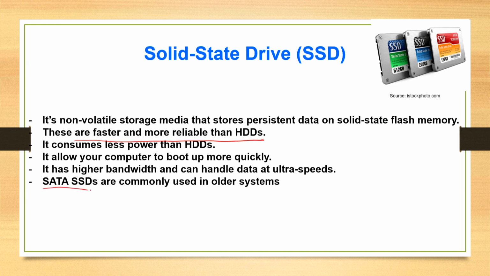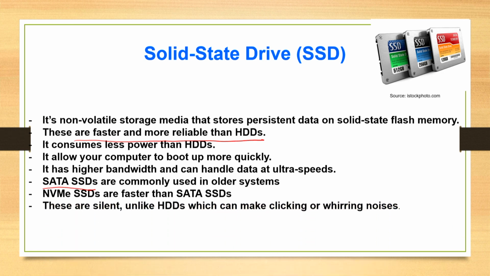SATA SSDs are commonly used in older systems. NVMe SSDs are faster than SATA SSDs. These are silent, unlike your hard disk, which can make clicking or varying noises. Which is seen in what? In the hard disk, but not in the SSD.